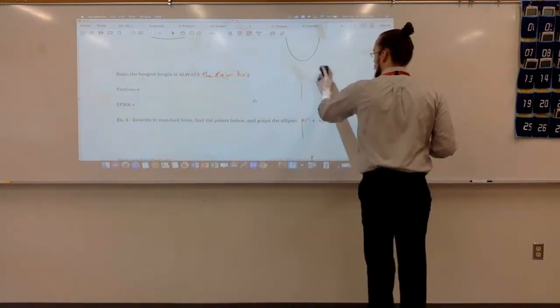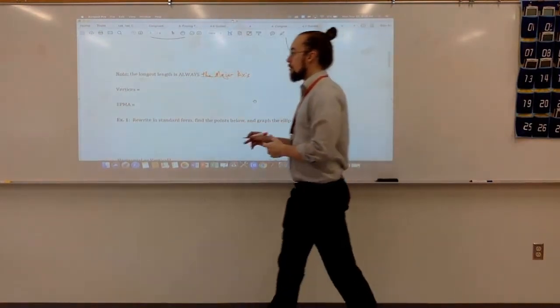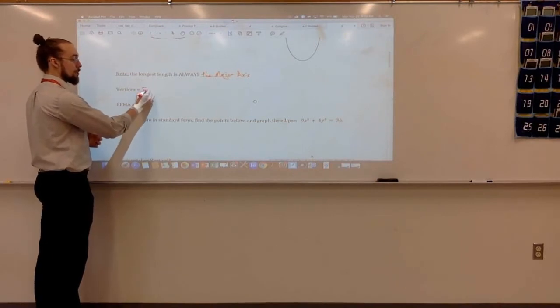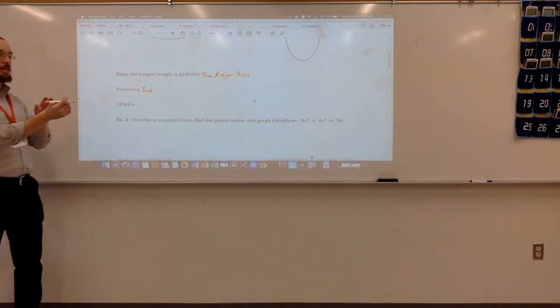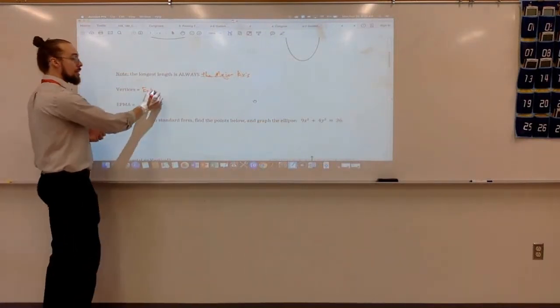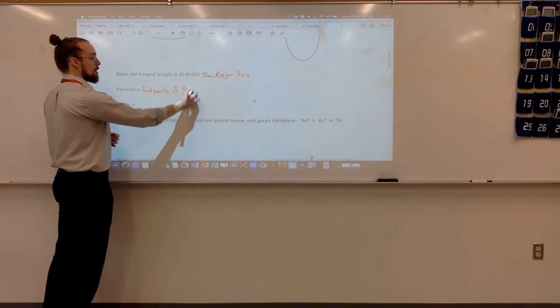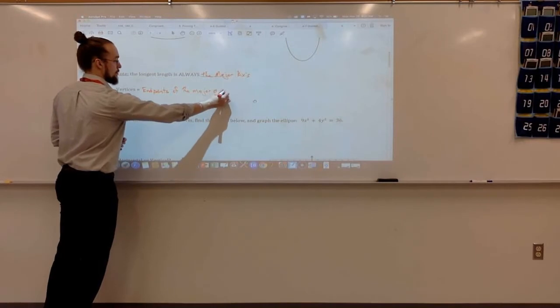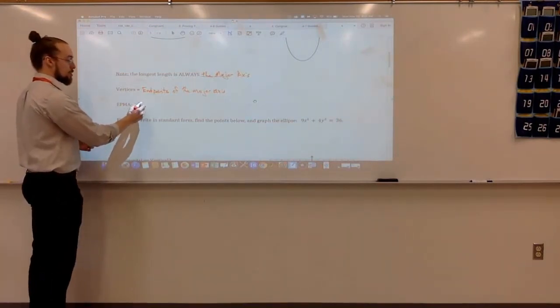And then we labeled it on the diagram up there, but the vertices, right? So the vertices can change depending on our orientation, right? The vertices are just the endpoints of the major axis and EPMA, how we're going to abbreviate the endpoints of the minor axis.